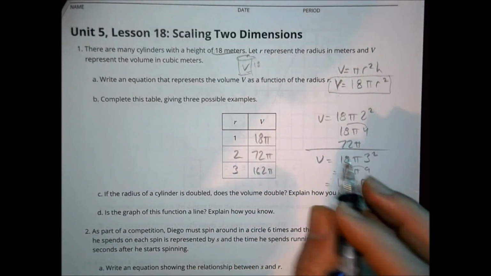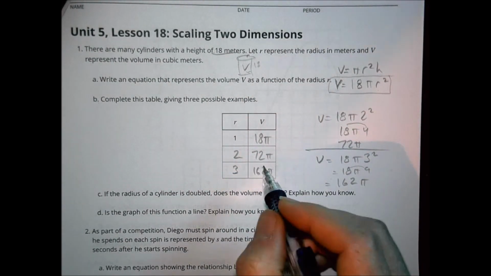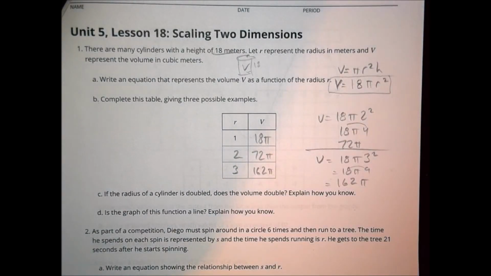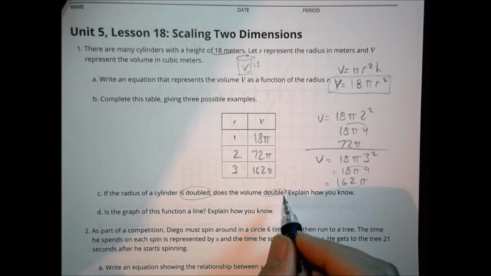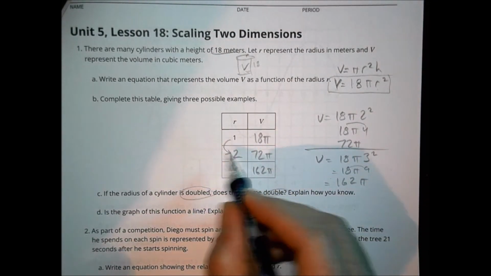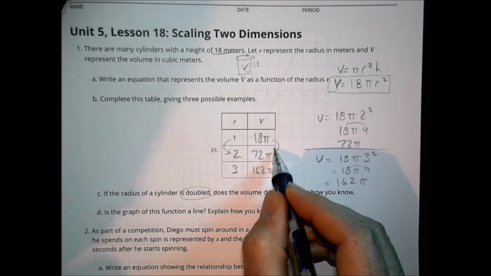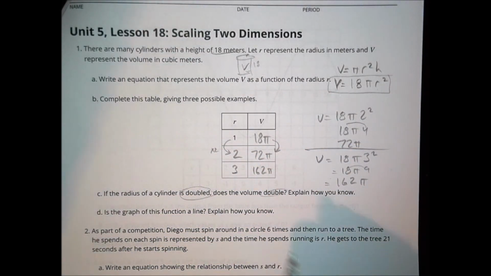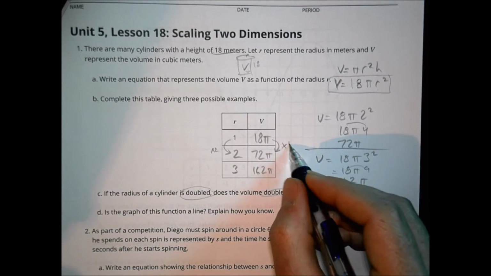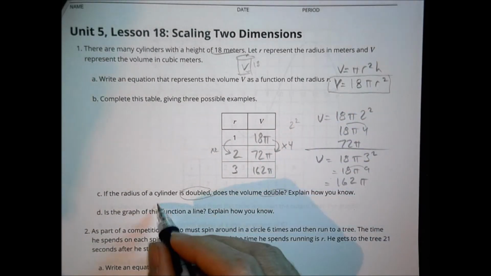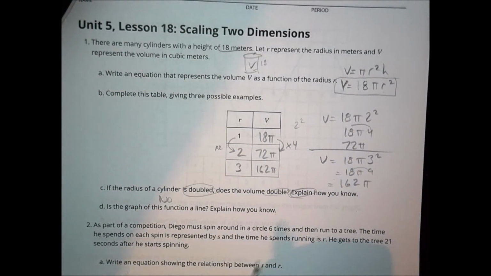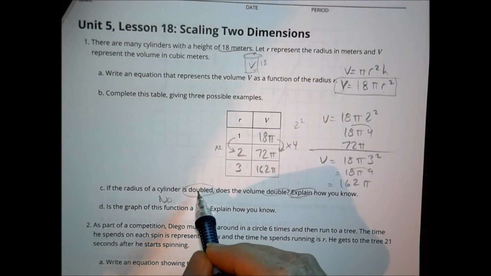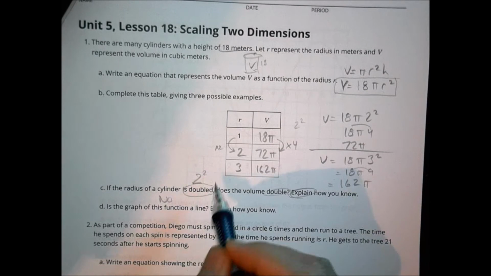All right, so while the radius is increasing by a little bit, we can see the volume is increasing by a lot more. So if the radius of the cylinder is doubled, does the volume double? Looking here, we doubled it, right, times 2. That's not times 2 for the volume, that's actually times 4. Why 4? Because 2 squared. So we would say no, and you want to explain that it's actually multiplied by 4, and the reason is that we are going to square whatever we're doing. So doubling is 2, and we square it to make it 4.